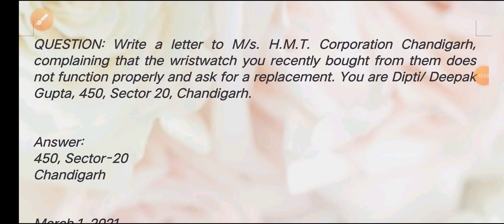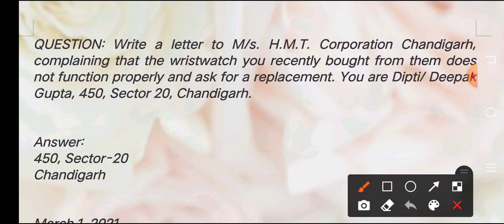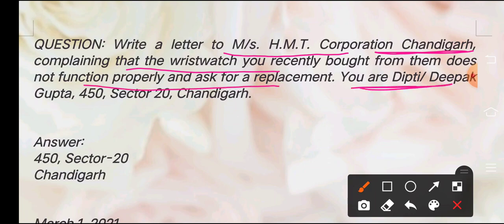First, to whom do you write the letter? Mr. HMT Corporation, whose head office is at Chandigarh. What did you buy? A wristwatch, right. And why do you want to complain? Because it is not functioning properly. You are Dipti Deepak and your address is this. These are the main points which you have to underline before starting to write the letter.